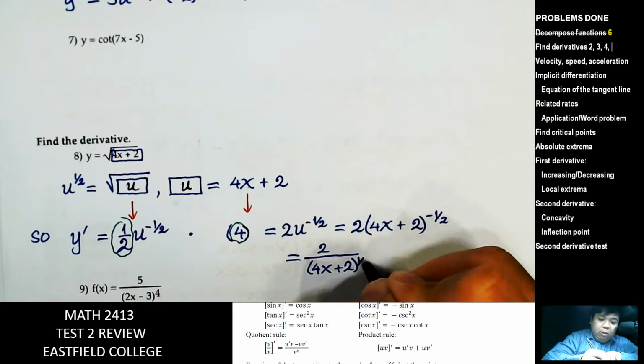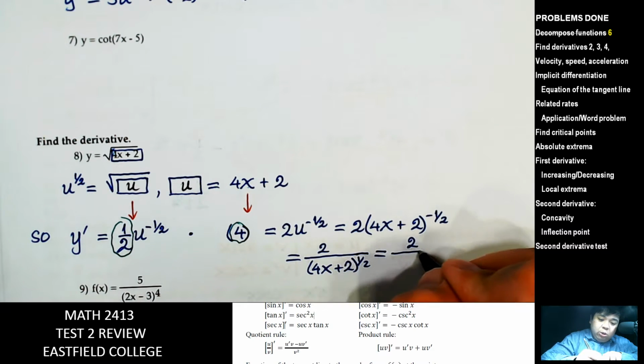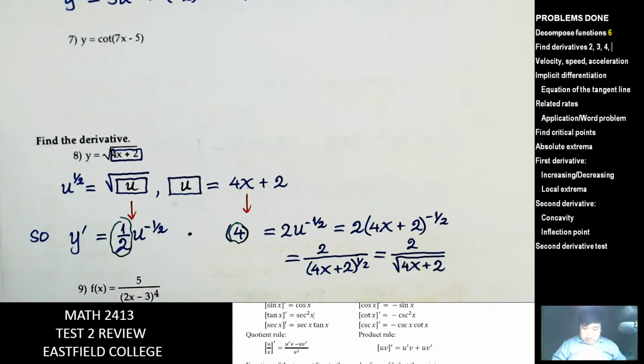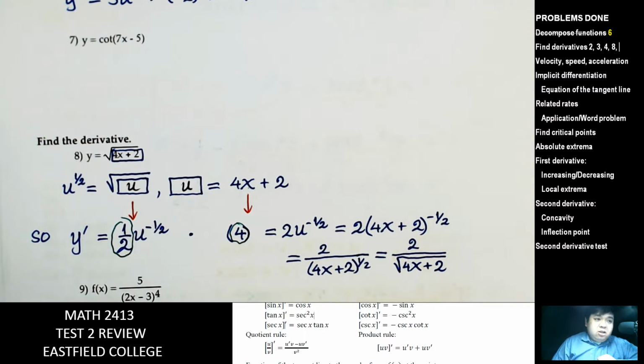This is the 1/2 power, and 1/2 power is equivalent to the square root. So we have that. Right. We can stop here, here, or here. This doesn't matter.